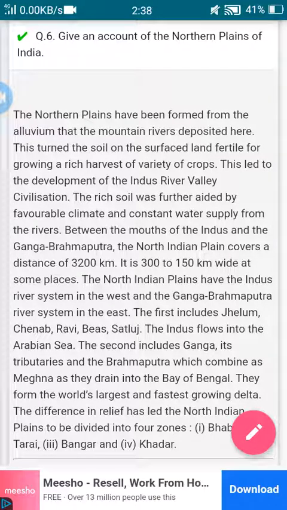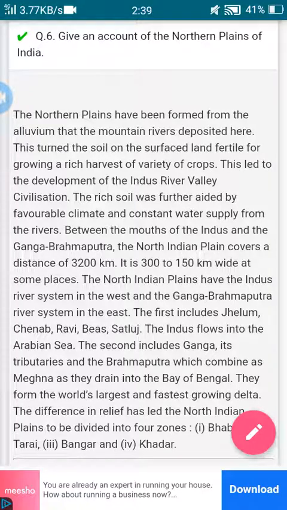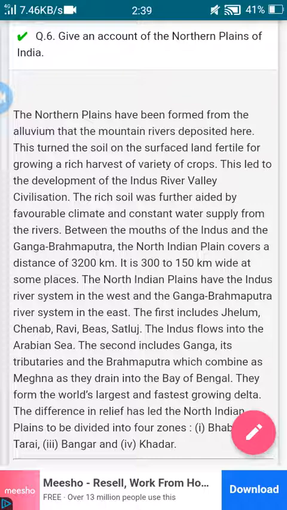Between the mouths of the Indus and the Ganga-Brahmaputra, the North Indian plain covers a distance of 3,200 kilometers. It is 300 to 150 kilometers wide at some places.